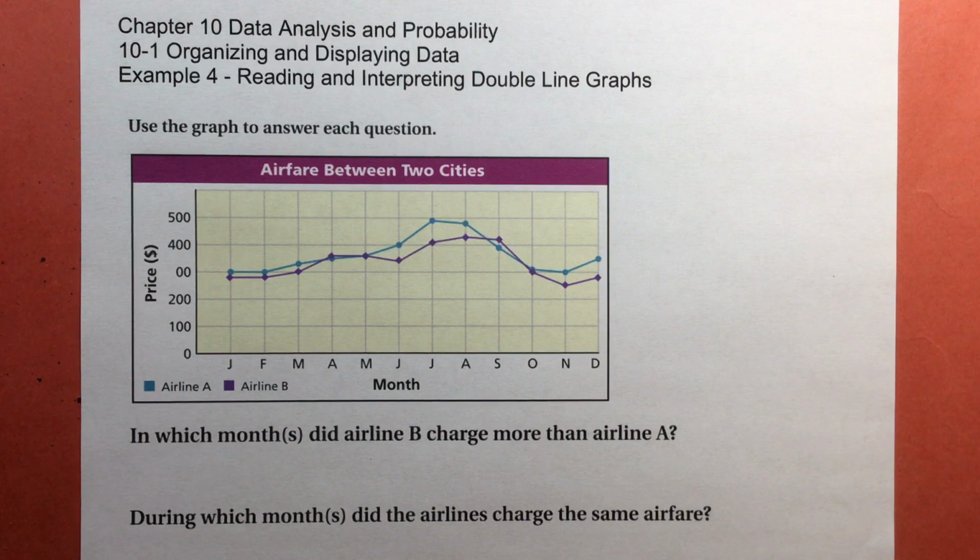In example 4, we're going to look at double line graphs. And you could have triple line graphs. It gets a little unwieldy once you get more than that. You've got lines going all over the place. Double line graphs do the same thing.